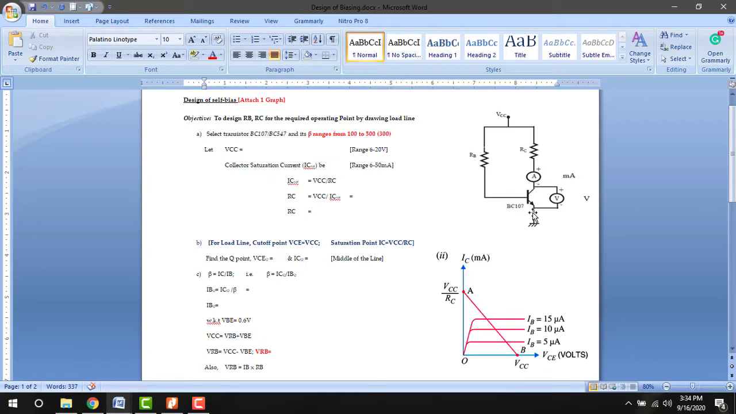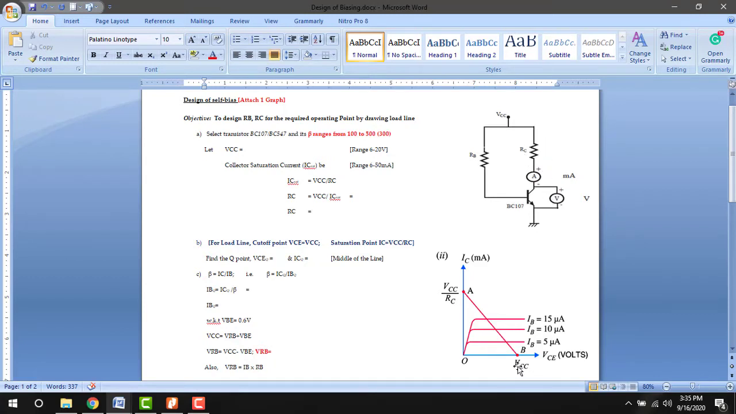Suppose the transistor is fully conducting, the voltage will be 0. In the saturation condition, the voltage across the emitter to collector is 0. The total voltage is dropped across the resistance RC, so the current flowing in the resistance, IC, is equal to VCC divided by RC. So at point A, the IC value at saturation condition is VCC divided by RC, since the voltage across the emitter to collector is 0 at saturation condition. So all the voltage will drop at RC.